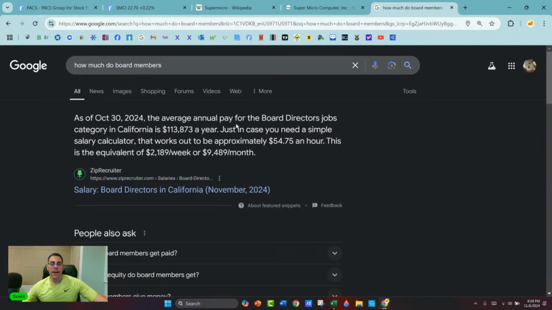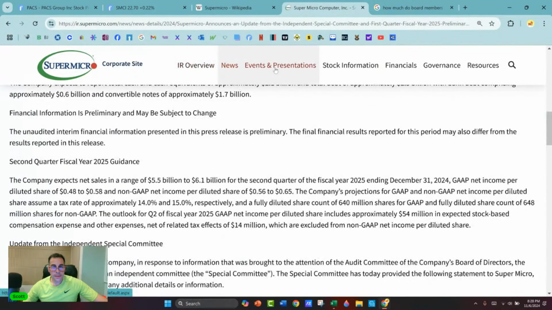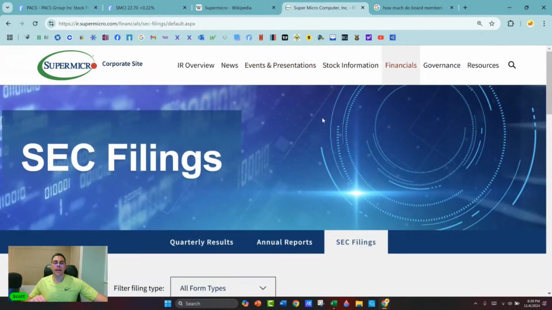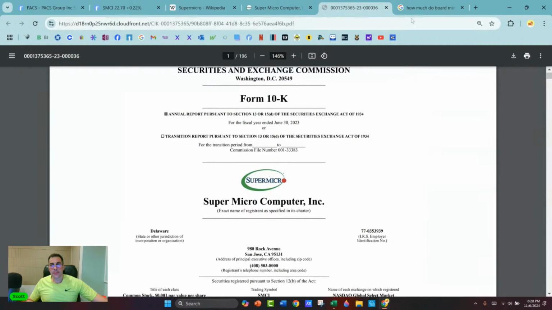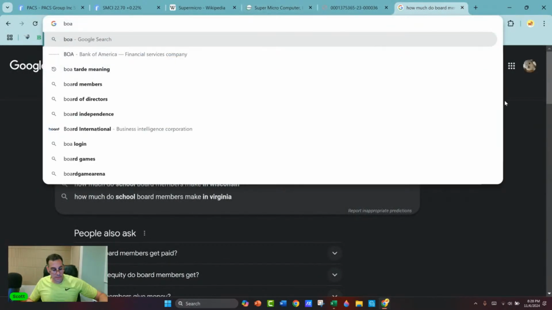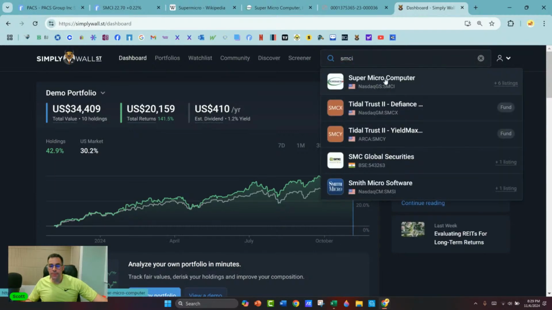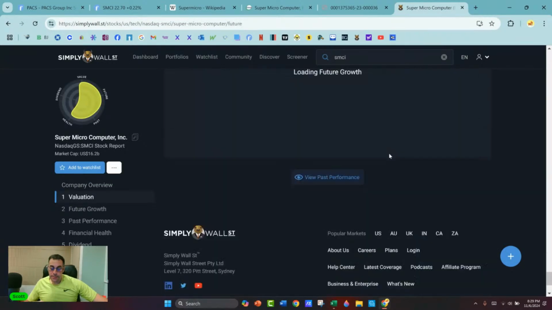Okay, the average annual pay for the board of director job in California is $113K. That's a lot of money. How much do board members make for... So this should be mentioned in the 10K, actually. Let's look at the 10K, see if they mention how much the board members make. You probably pick up some crazy stuff in their 10K. I'm sure Hindenburg found a treasure trove of info, but if they're doing stuff illegally, they're probably not going to talk about it in a 10K. But who knows? Maybe they will.